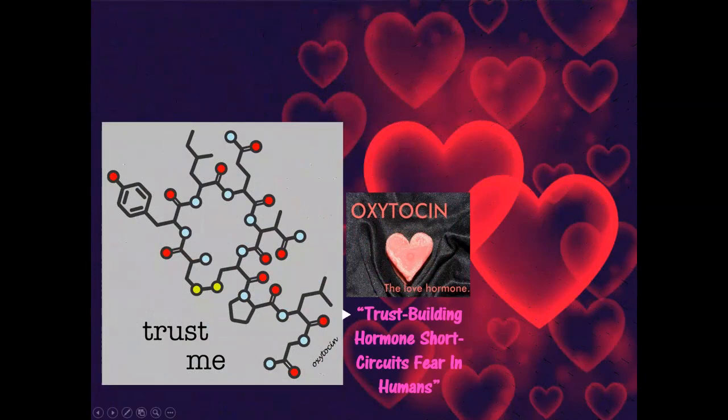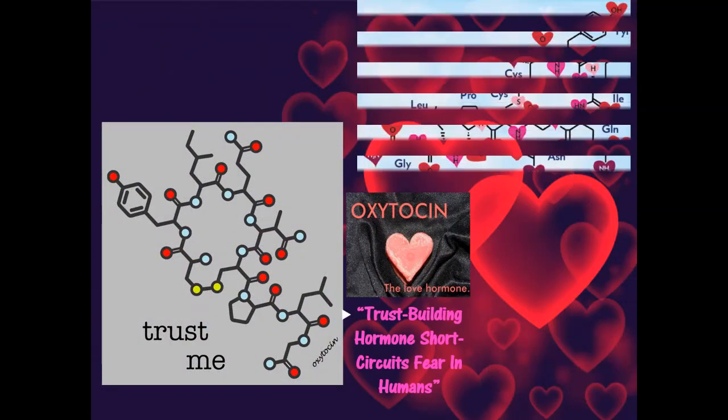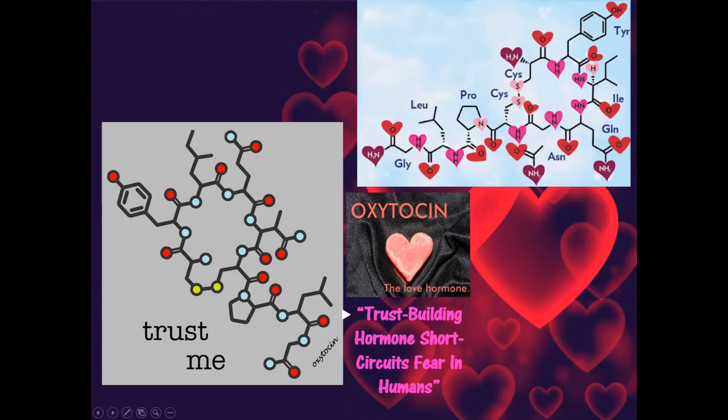There's only 8 amino acids, so these vary very much in size, each of the polypeptides. So it's also called the love hormone. It's called the bonding hormone. It's one of my favorite pictures of all times.